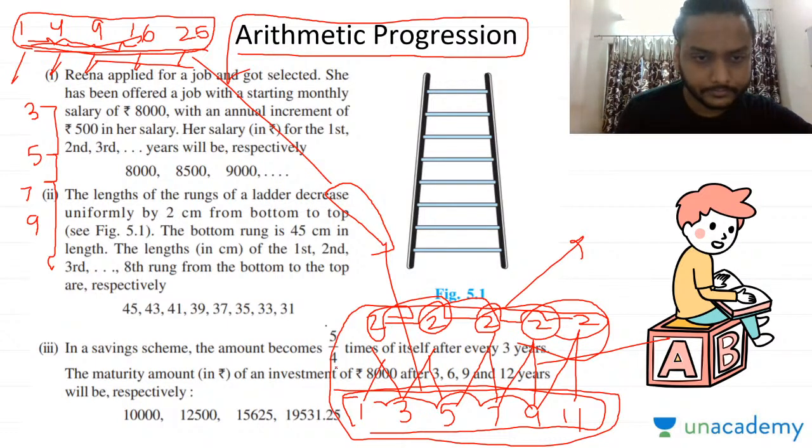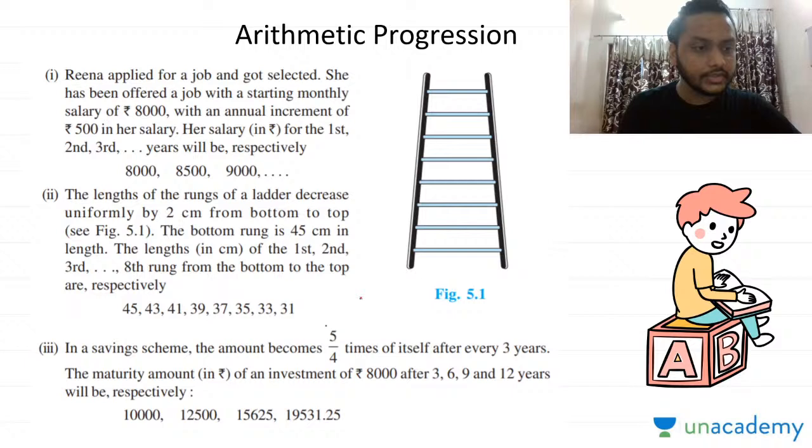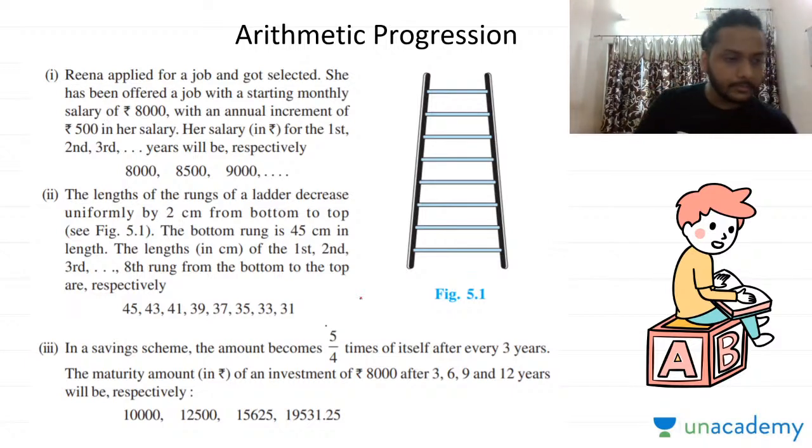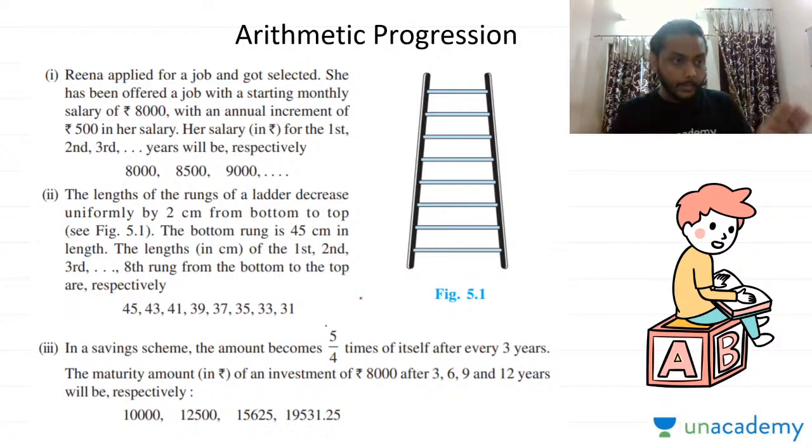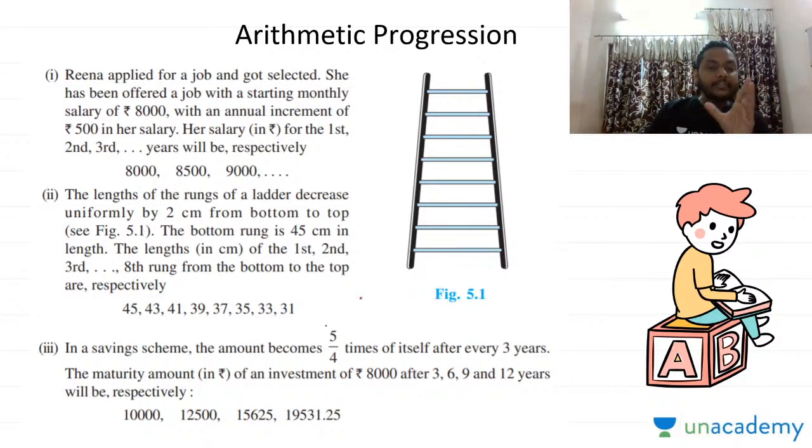Now let's move ahead. So we understood what AP is. We got to know that AP is nothing but a sequence in which the difference between any two consecutive terms is the same and does not change, that is what we call AP. Now let's talk about some examples of AP.